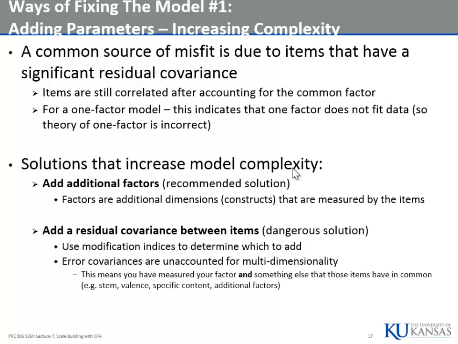We could do that in a factor analysis. We can go and add a residual covariance between a pair of items. And believe it or not, the model fit will get better. But it's something I'll call a dangerous solution. Because when you add a residual covariance, you are essentially saying that you cannot explain why this pair of items have extra correlation.